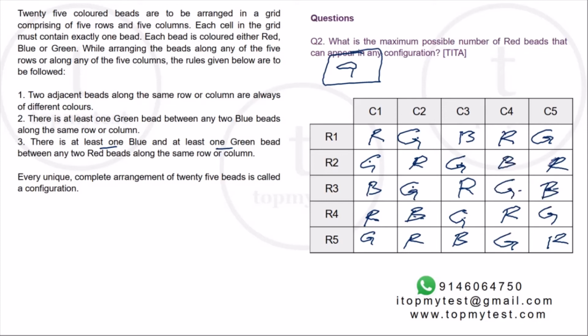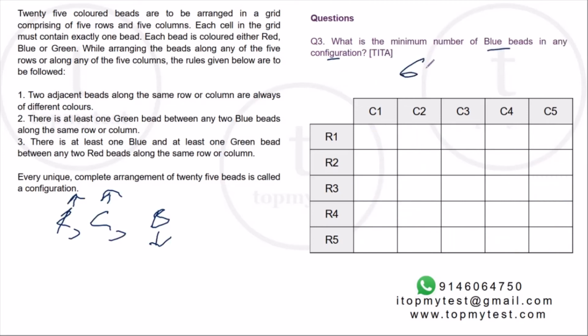This will be blue. So how many blues are used? 1, 2, 3, 4, 5, 6. This is the minimum number of blues which have to be used, right? You cannot go below this. So 6 will be your correct choice.